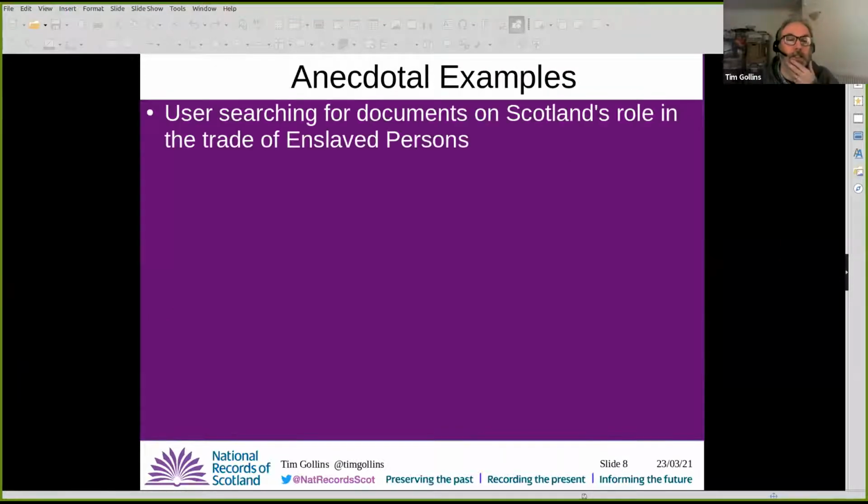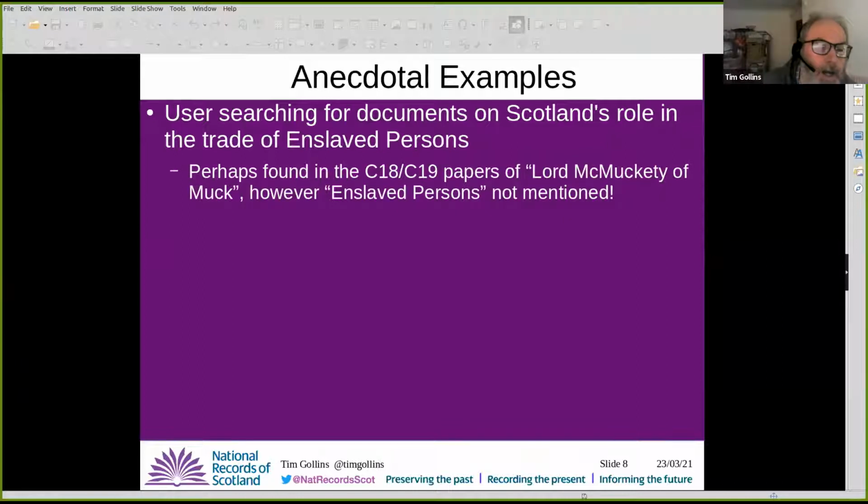So some anecdotal examples. Let's imagine users searching for documents on Scotland's role in the trade of enslaved persons. Well, perhaps they might be found in the 18th and 19th century papers of Lord Muckety of Muck. Unfortunately, enslaved persons aren't mentioned, because enslaved persons is our language for this group of people, not the language used of the day. I won't utter some of the terms that were used in the language of the day, because they are now so pejorative and unacceptable that I can't even use them in public.